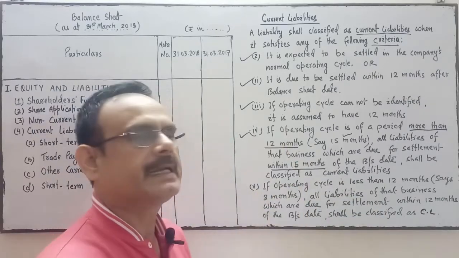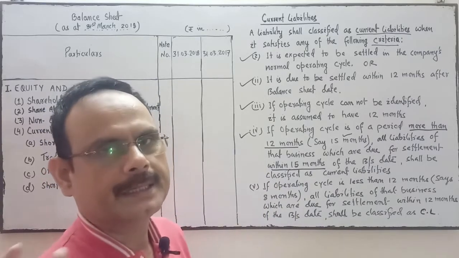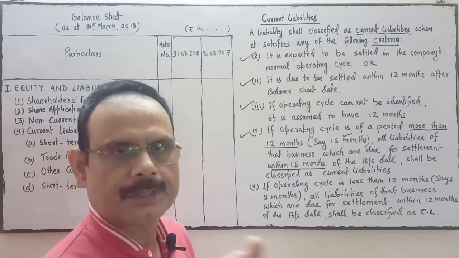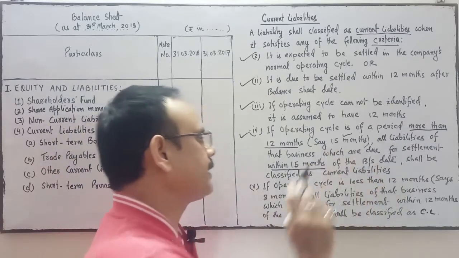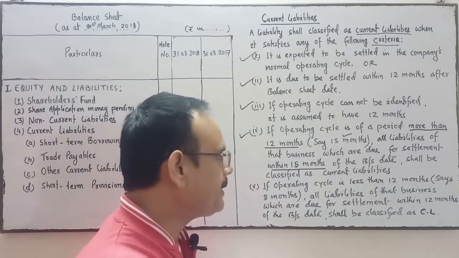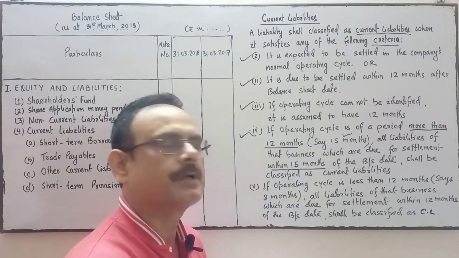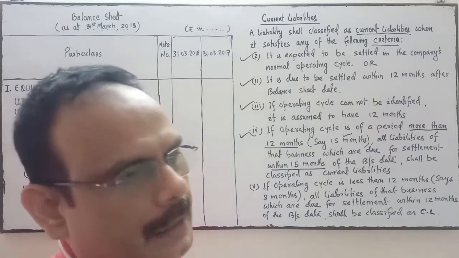And if the operating cycle is less than 12 months, then 12 months will be your operating cycle. The maximum is 12 months. So if the operating cycle is less than 12 months, say 8 months, 7 months, or 4 months, all liabilities of the business due for settlement within 12 months come under current liability.